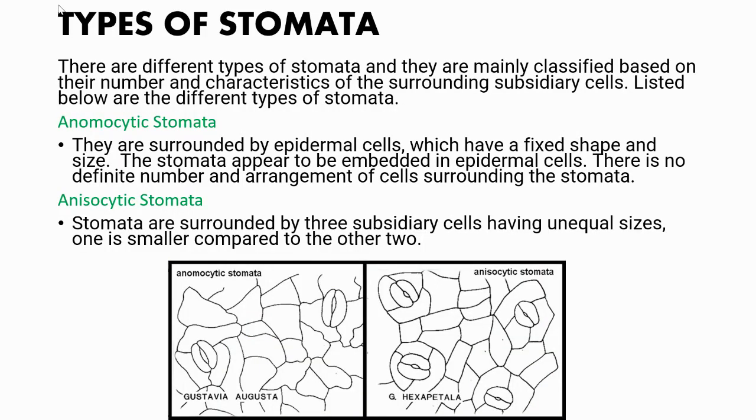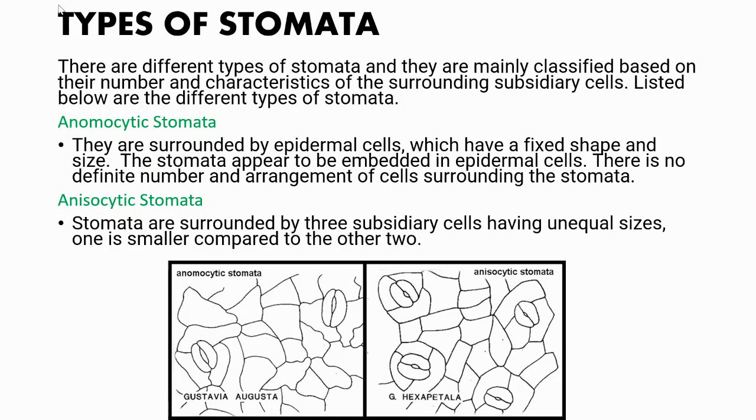Types of stomata. There are different types of stomata and they are mainly classified based on a number of characteristics of the surrounding subsidiary cells. Listed below are the different types of stomata. Anomocytic stomata. They are surrounded by epidermal cells which have a fixed shape and size. The stomata appear to be embedded in the epidermal cell. There is no definite number and arrangement of cells surrounding the stomata.